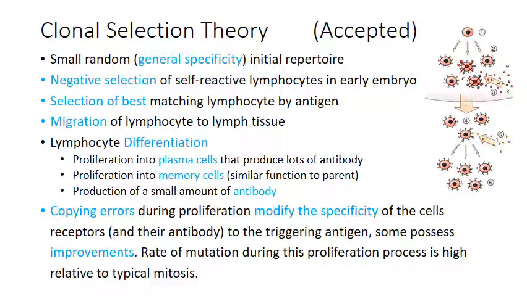So the copying errors during proliferation modify the specificity of the cell's receptors and their antibody to the trigger antigen, which actually allows for improvement in certain antibodies. The rate of mutation during this proliferation process is high relative to mitosis.